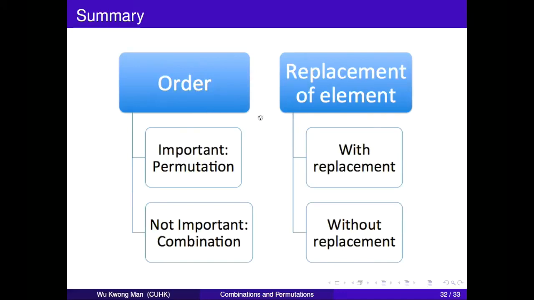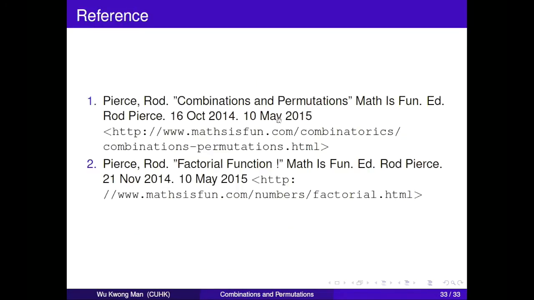To solve a problem, the first step is to choose P or C for the question, which depends on the importance of the order. Permutations when order matters, and combinations when order does not matter. After that, we should find out whether the elements can be replaced again, so as to find the suitable method for solving the question. After watching this tutorial, I hope you have a basic knowledge of permutation and combination.